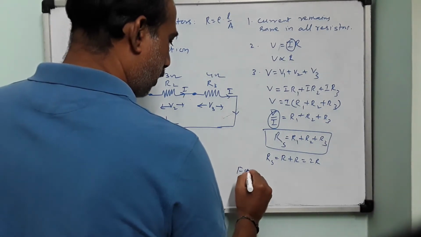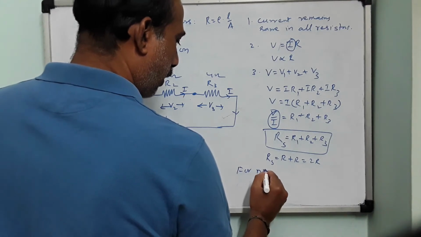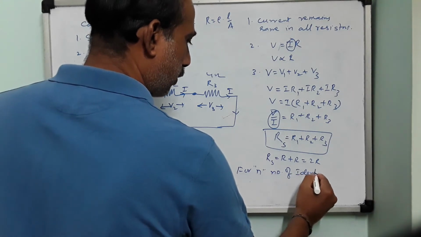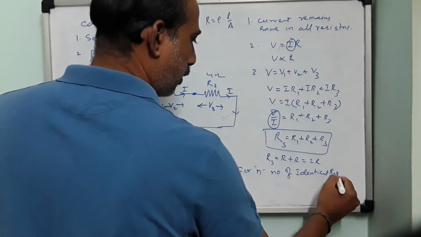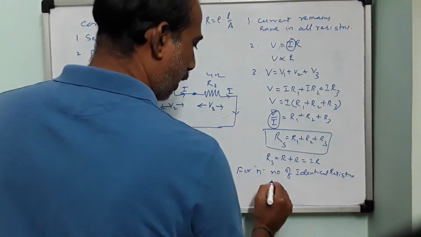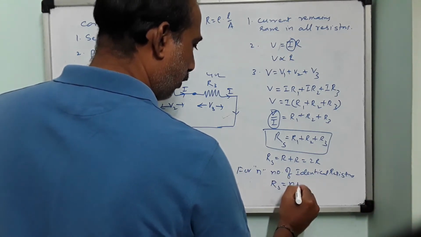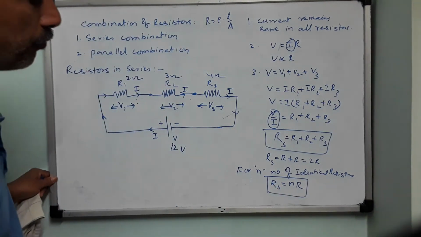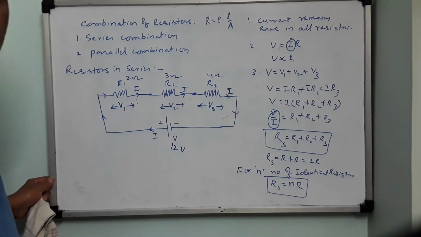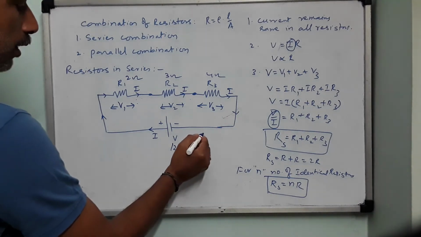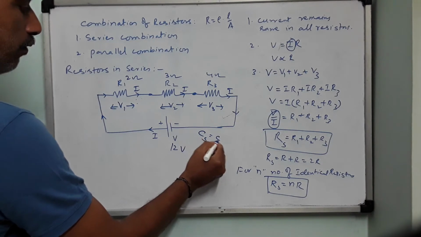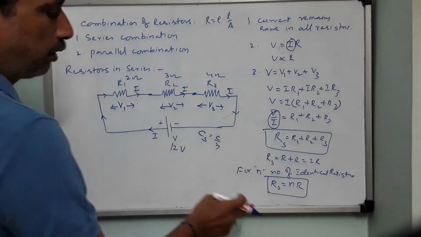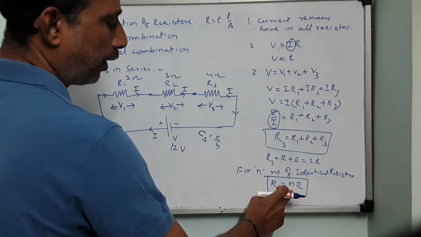So, for N number of identical resistors, R series equals N into R. This you remember. This was different for capacitors. When capacitors were in series, we wrote that net capacitance in series equals C divided by N. But when the resistors are in series, it is not divided by N, rather it is multiplied by N.